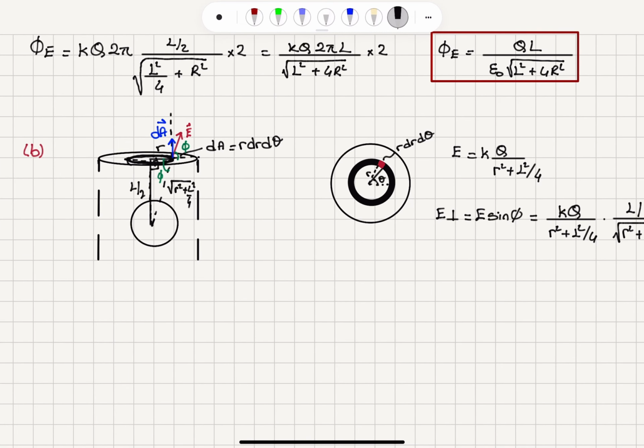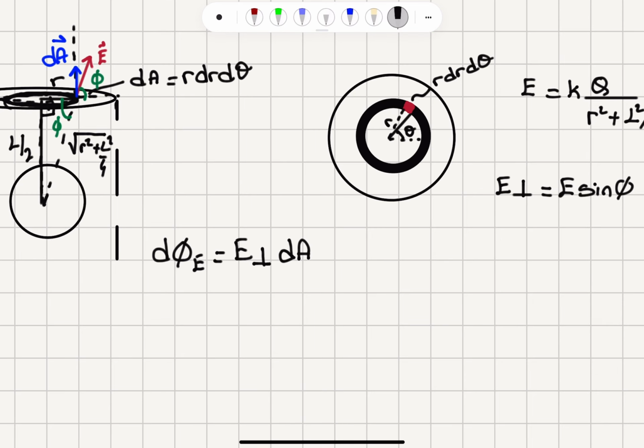All right, now what is the flux d phi E due to this electric field? It is the perpendicular component of the electric field, E perpendicular, multiplied by dA, because then they are parallel to each other and cosine phi is 1.